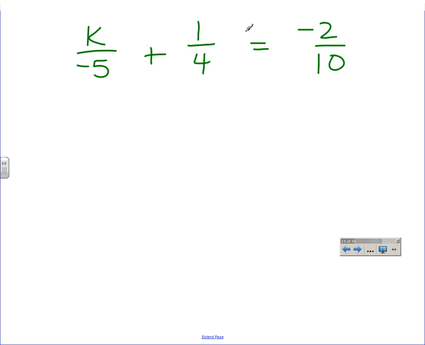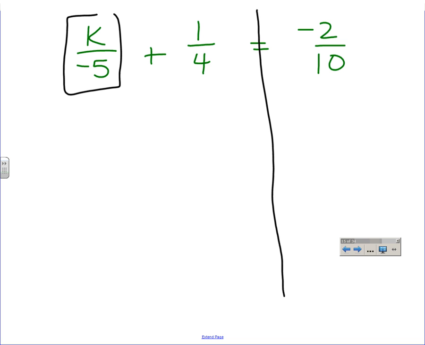Here's our second one. We have k divided by negative 5 plus 1/4 equals negative 2/10. So same thing. I'm going to separate my two sides of the equation. I want to get the k by itself, so I save this till the end. So I need to get rid of a positive 1/4. I can do that by adding a negative 1/4 to both sides. This side cancels.